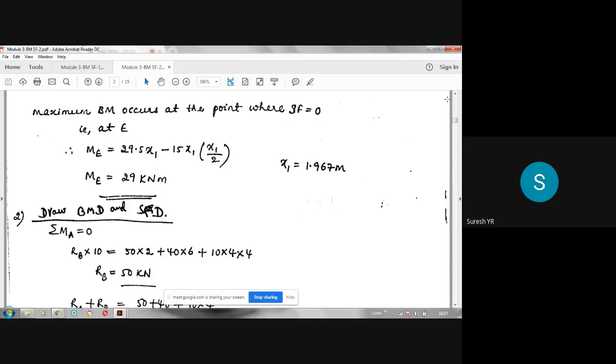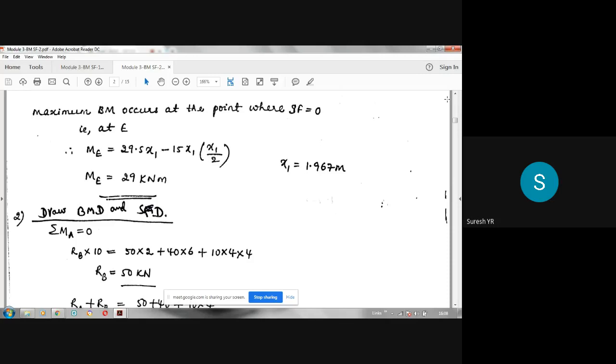Tomorrow I am going to explain 2 more problems of BMD and SFD. You should be thorough with this because there will not be any choice in this. Choice will be there between BMD and SFD only. So only bending moment diagram, shear force diagram, relationship between bending moment, shear force, and load intensity. What is sagging bending moment?